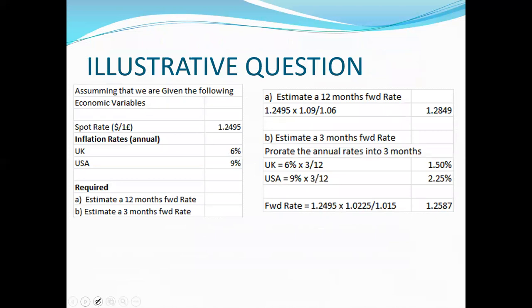Let's do a small illustration here. Assume we are given the foreign economic variables: dollars on a pound, meaning that if you want to buy 1 pound, that's what this means. Inflation rates, and these are annual rates, in the UK and in the USA. The question is to estimate a 12-month forward rate. The next one is to estimate a 3-month rate.